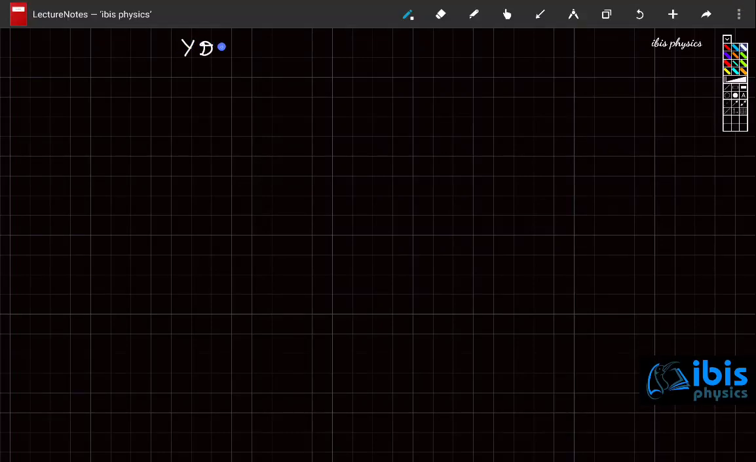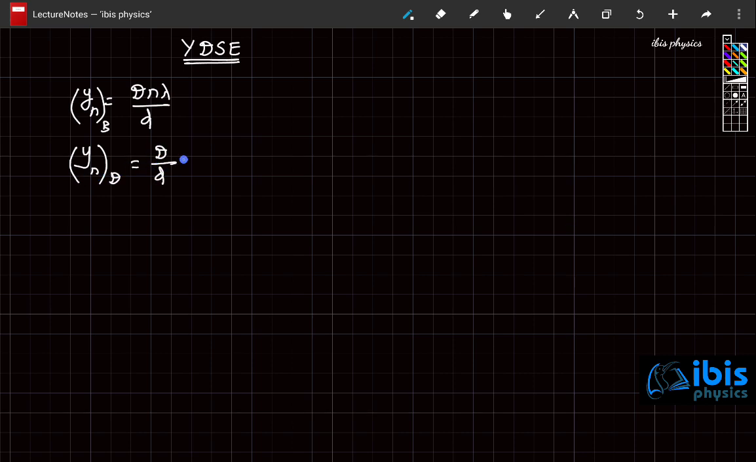Our discussion on Young's double slit experiment, into the fourth video. In the previous one we found a few things. The position of the nth bright fringe is equal to nλD by d. Position of the nth bright fringe. Position of the nth dark fringe is equal to D by d into (2n minus 1) into λ by 2.